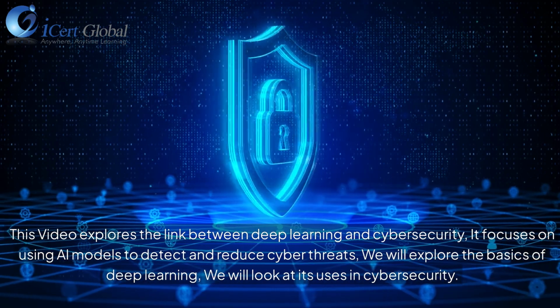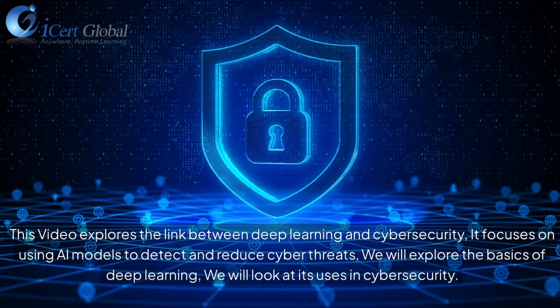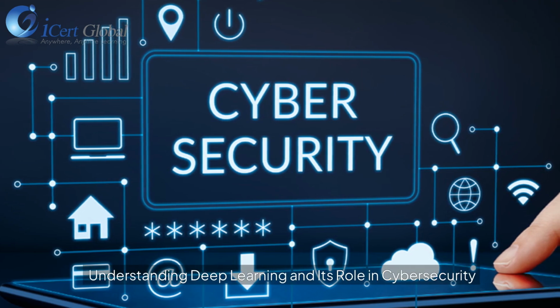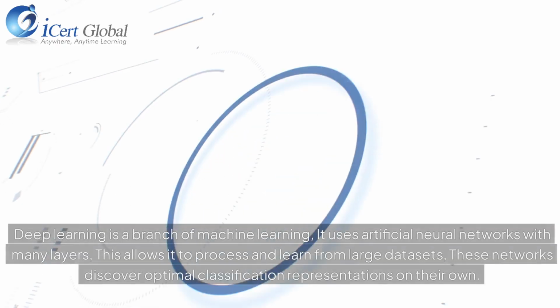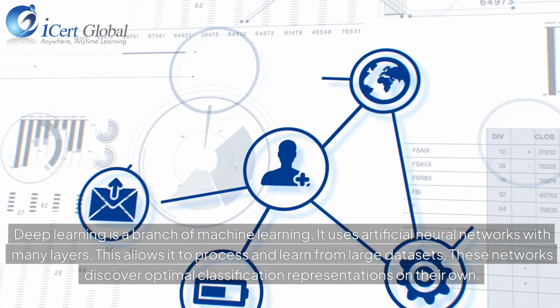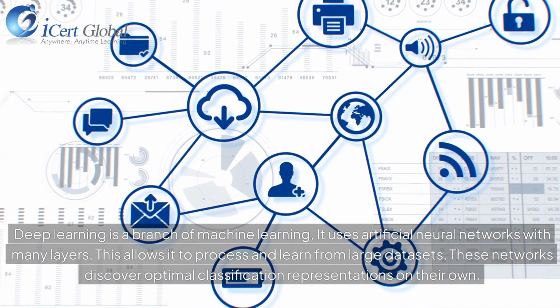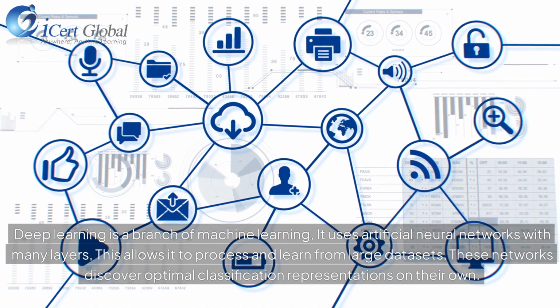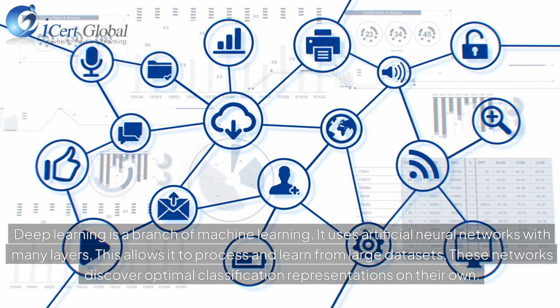We will explore the basics of deep learning. We will look at its uses in cybersecurity. Understanding deep learning and its role in cybersecurity. Deep learning is a branch of machine learning. It uses artificial neural networks with many layers. This allows it to process and learn from large datasets. These networks discover optimal classification representations on their own.